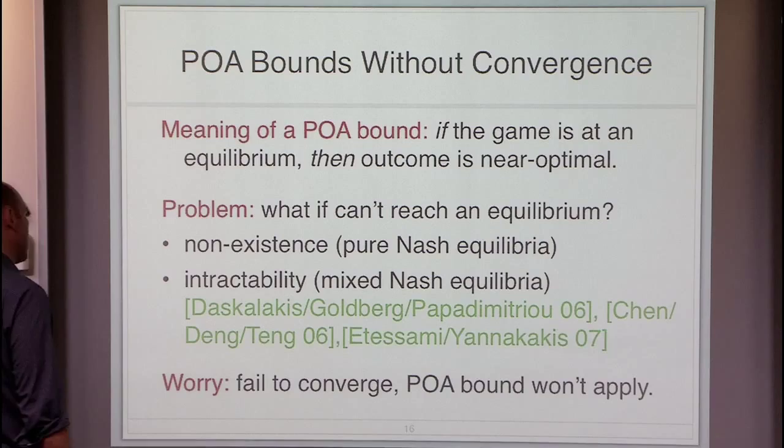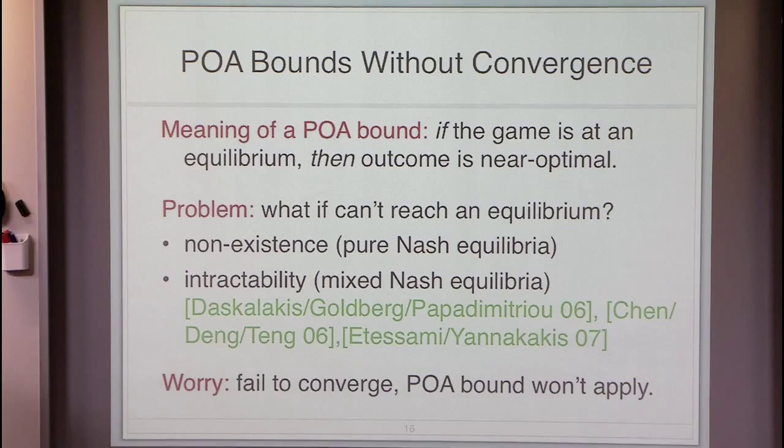Mixed Nash equilibria exist in finite games, but they are hard to compute in various senses. PPAD-complete, even for two-player bimatrix games, even harder once you have more players. So the concern is that in the games we're looking at, the equilibria are good, but the players will be playing out of equilibrium, and therefore the performance of the system, or the performance in the game, will not be near optimal. That was sort of on a lot of people's minds mid last decade.